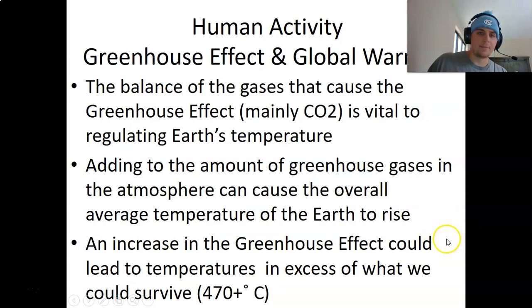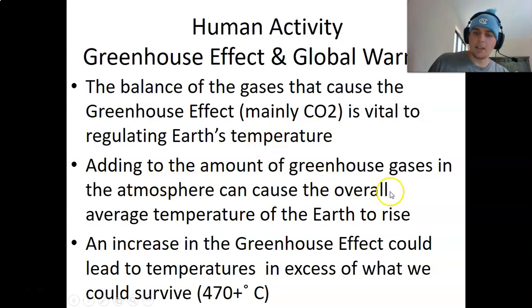Okay. Now, the reason that the greenhouse effect can be a problem is because if it is too strong, then we start to see global climate change, or potentially global warming, because the balance of gases is vital to regulating the Earth's temperature, particularly CO2. Okay, carbon dioxide is very important. Too much of it, you're going to have really thick panes of glass that keep all the heat in. Not enough of it, they're going to be too thin and more heat's going to escape. You need to keep a nice balance.